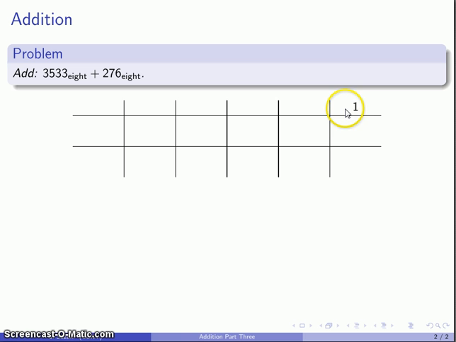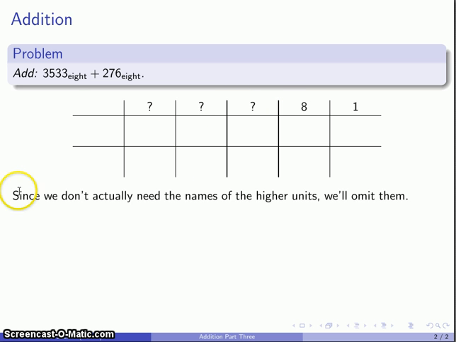We start with our 1s. We start with a set of 8 of these, and we'll call that an 8. We start with a set of 8 8s, and, well, it really doesn't matter what we call them. We don't actually need to know the names of those higher units, so we'll omit them.